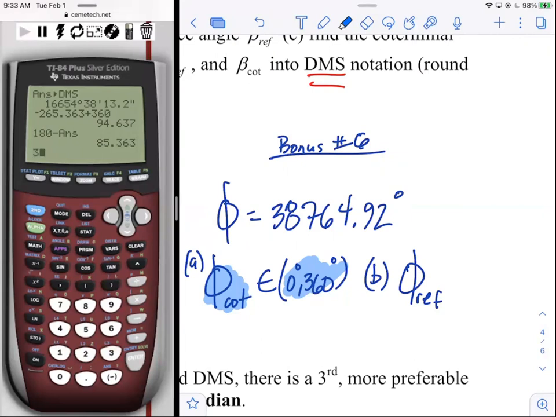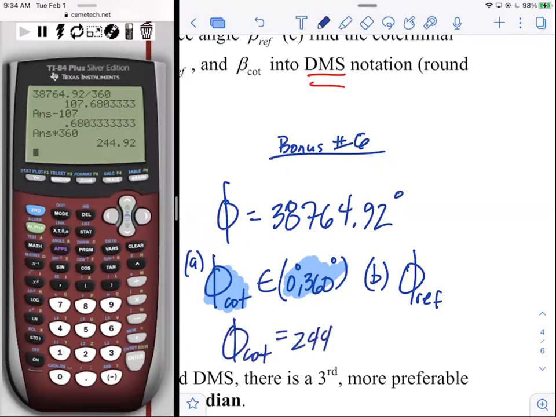So here we go, 38764.92. I'm going to divide that by 360. Boom. I'm going to subtract out the full rotations, 107, boom. And then I'm going to remultiply by 360, boom. And I get phi coterminal is 244.92 degrees. This makes good quiz question material, okay?